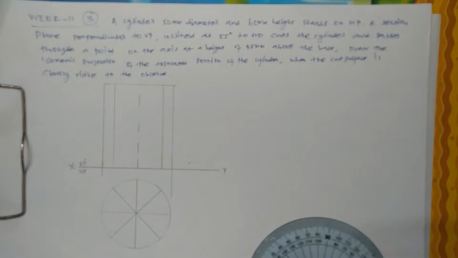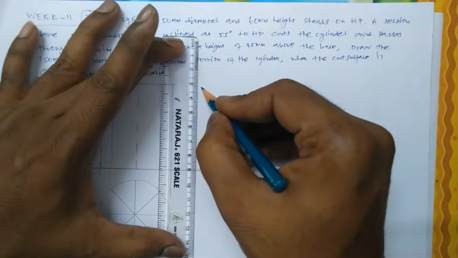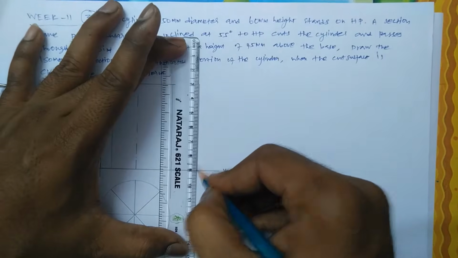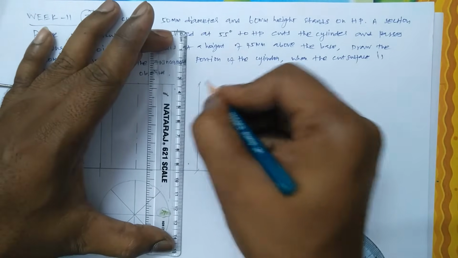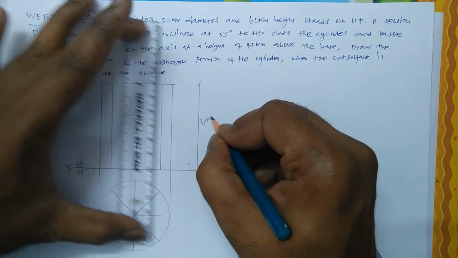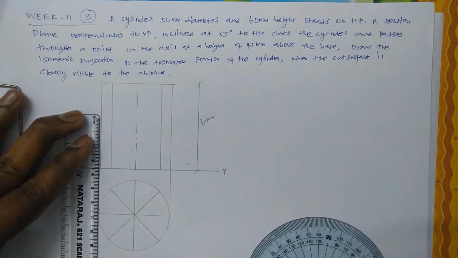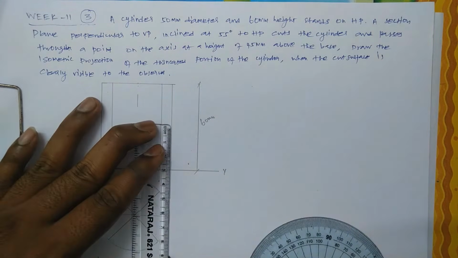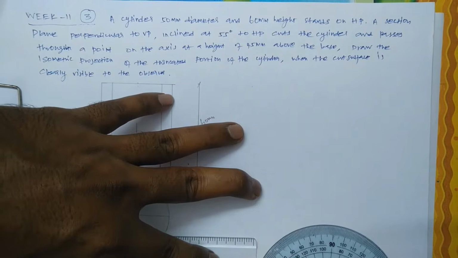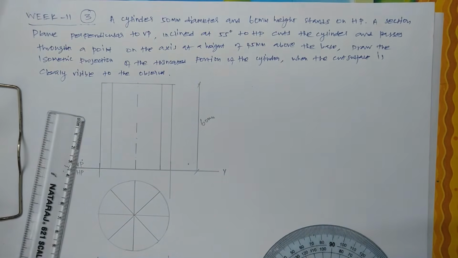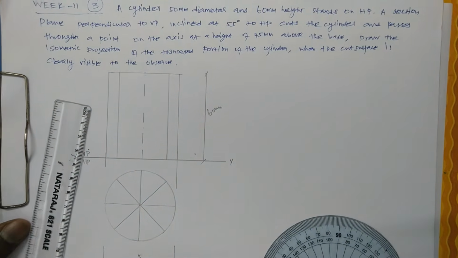Once we have completed all the edges, we are supposed to section it. The sectional criteria is given. Where it is getting sectioned by the 55 degree angular line, it is 45 mm above the base. So you could show in the vertical plane, just mark 45 mm from the base.